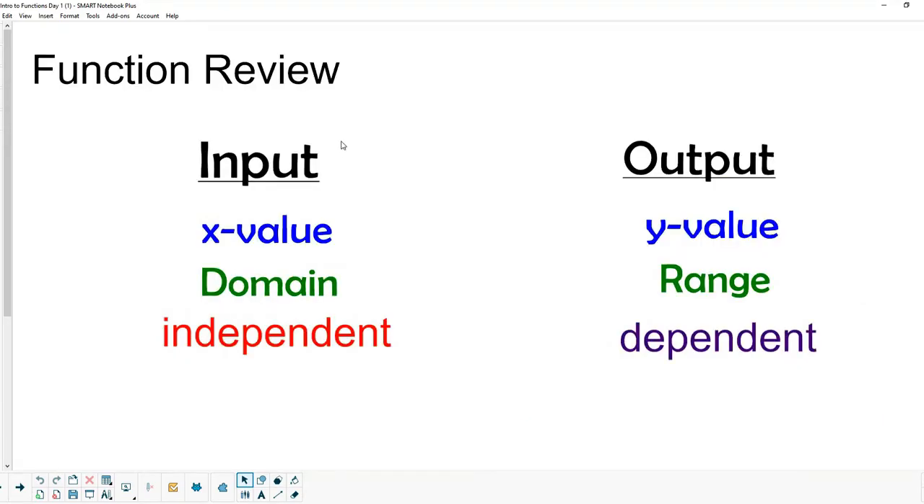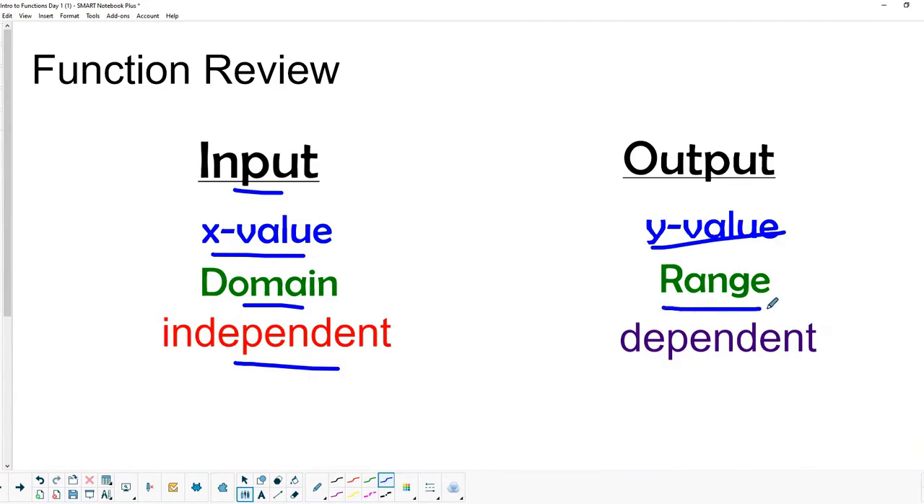Okay, so kind of a review then. We've got a couple of things to look at here. We know that the x values, I'm going to write that up there, are also considered the input, the domain, and the independent variable. Meanwhile, the output consists of the y values. It's also called the range, the set of all the y values, and it's also called the dependent variable.